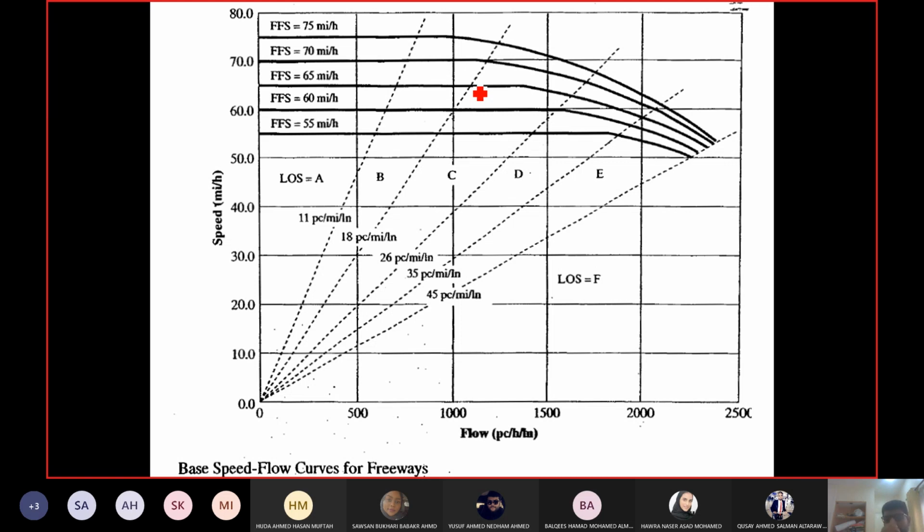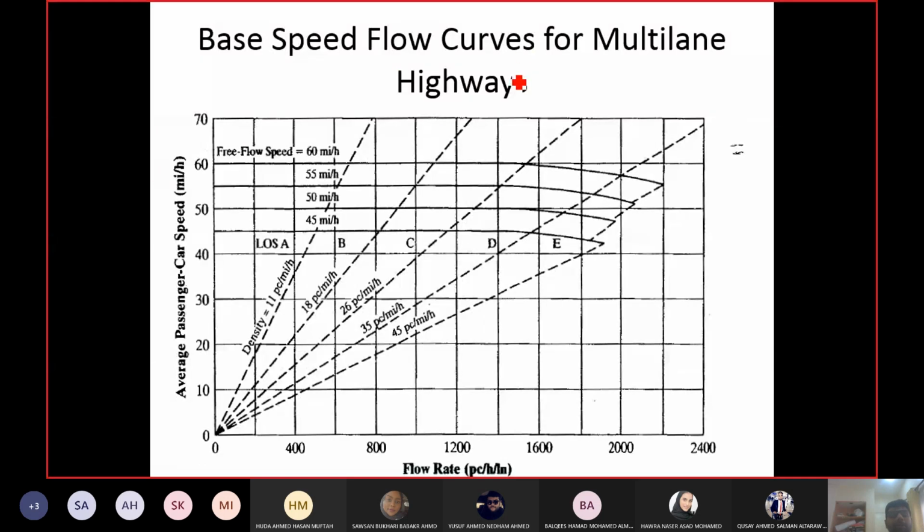Okay, so these are the curves for freeways and these are the curves for multi-lane highways. Again, for a limited number of free flow speed values. If your free flow speed doesn't match these values, you do the analysis using the equations. And then from the x-axis, draw a line towards the free flow speed curve of your highway. So for example, you are doing it for a multi-lane highway. Your flow rate is 1200 and free flow speed is 55.